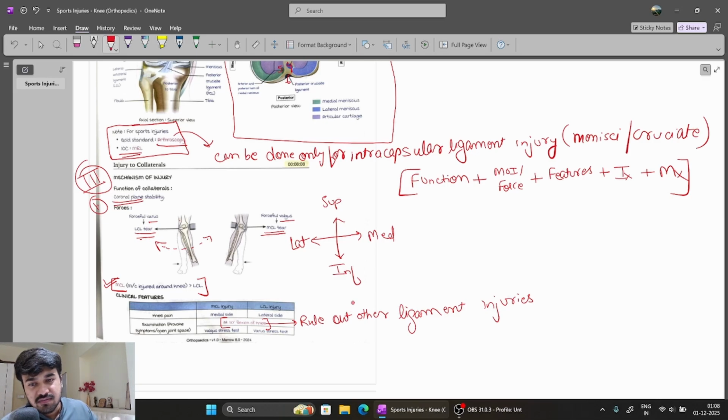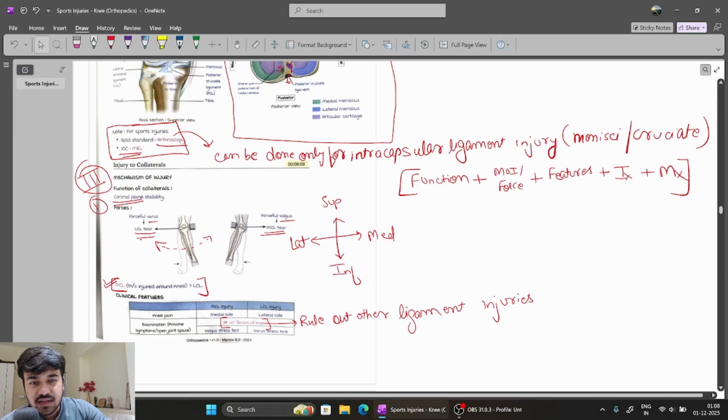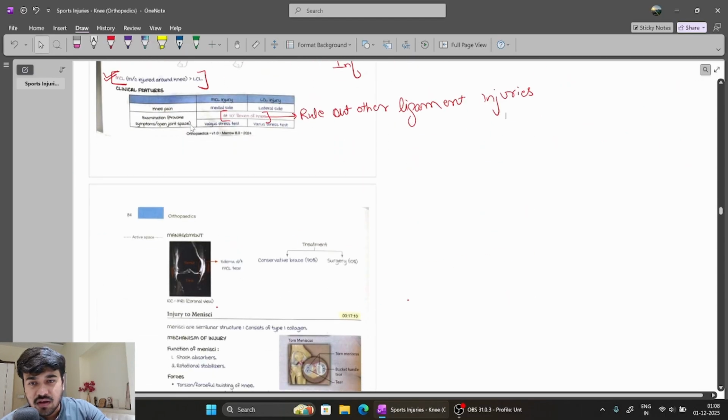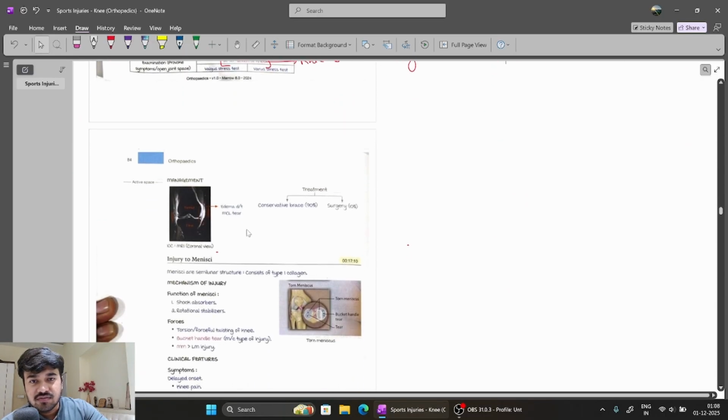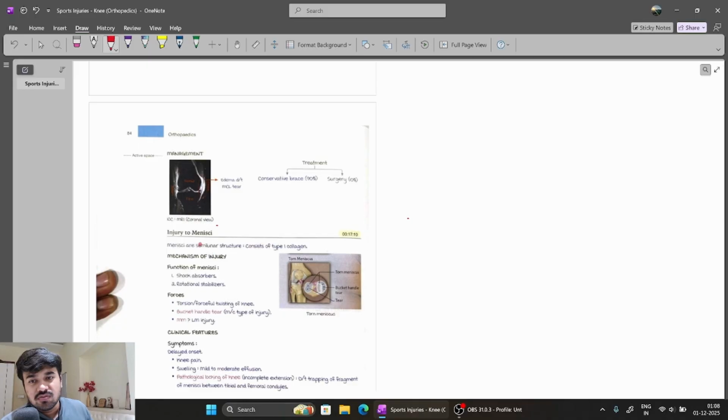So that's pretty simple. Moving on to the management and investigations. So management, as we know, the investigation of choice for all sports injuries is MRI, right? For collateral ligaments, we use the coronal view MRI, right? So the view is important. For other ligaments, we will use other views, for some sagittal view, for some different view. But for collateral ligament injury, MRI knee joint and coronal view is taken, right?